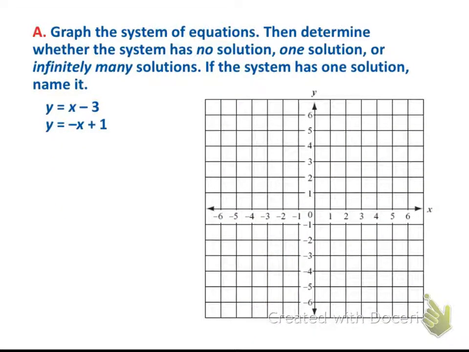Okay, graph number 1 starts at the y-intercept of -3. And then it's got a rise over run of 1.